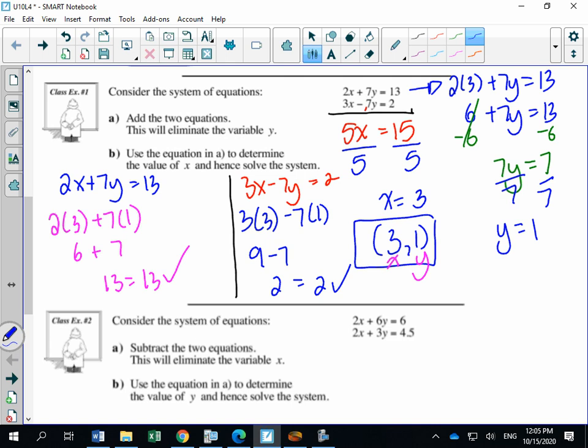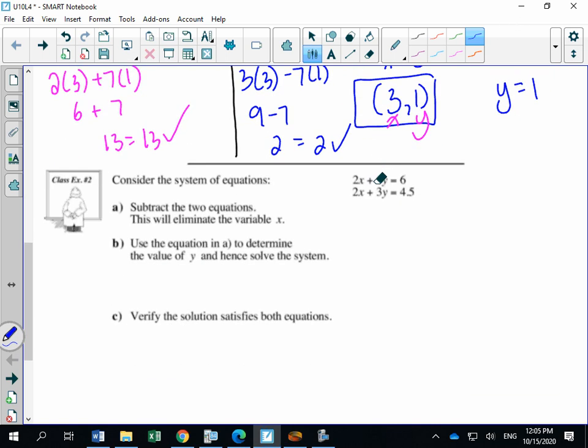Okay? Let's look at class example number 2. So again, if I gave you this on Monday's test, you're going to say to yourself, okay, she said the word algebraically, which means either elimination or substitution. Is this a good one to do substitution? No, because I can't solve for one of the letters in one move. So if you saw this, you'd say, I'm going to use elimination.